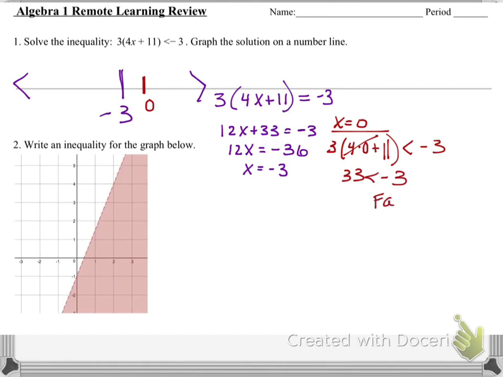No. Since that is false, that means that 0 is not part of my answer, and I'm seeing a less than symbol rather than less than or equal to. So the point at negative 3 is open, and I will shade on the side that does not have a 0 in it and go that way.